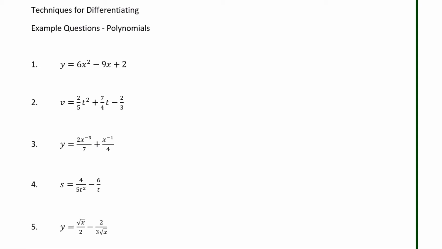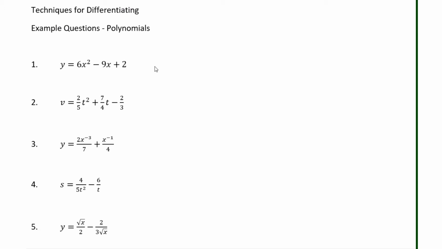Okay, so for this video I'm just going to do a few examples just to make sure that people understand the way to do differentiating. And I've tried to make some examples up which have some little complexities that make it more difficult. So let's look at the first one, which is actually an easy one. The first one, we've just got y equals 6x squared minus 9x plus 2.